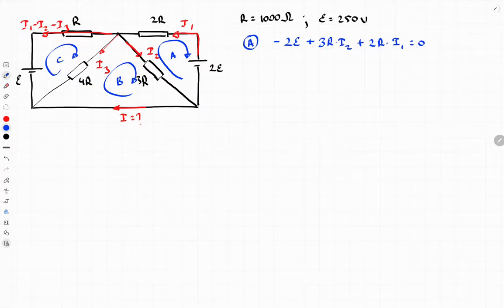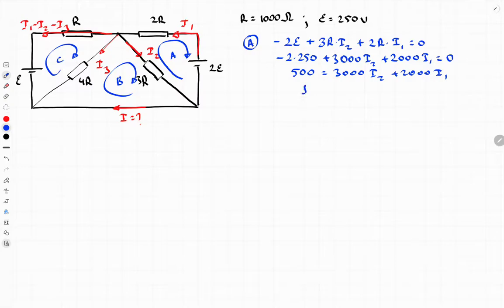So let me use these numbers. Negative 2 times E, 250, plus 3 times R, 1000, basically 3000 I2, plus 2000 I1 equals zero. Or we can say here 500 equals 3000 I2 plus 2000 I1. We can divide both sides by 500. So here we'll have 1 equals 6 I2 plus 4 I1. So this is equation number 1.